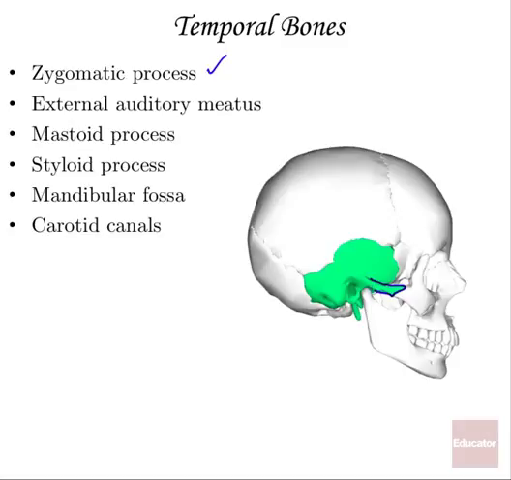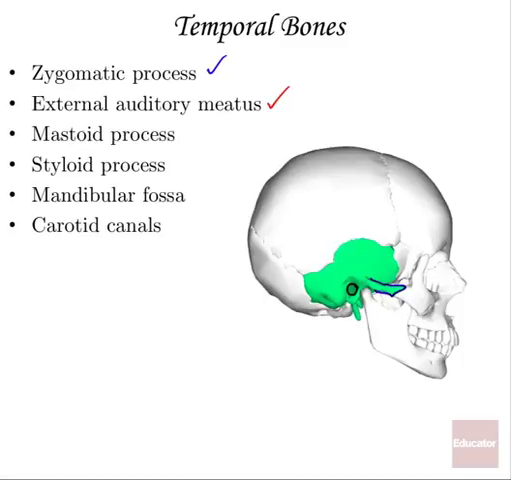The external auditory meatus, also called the external acoustic meatus, is your ear hole. Here it is. So yeah, you've got the actual auricle or pinna of the ear right here, but the hole is really in the bone as well. And so that's leading to the inner ear.